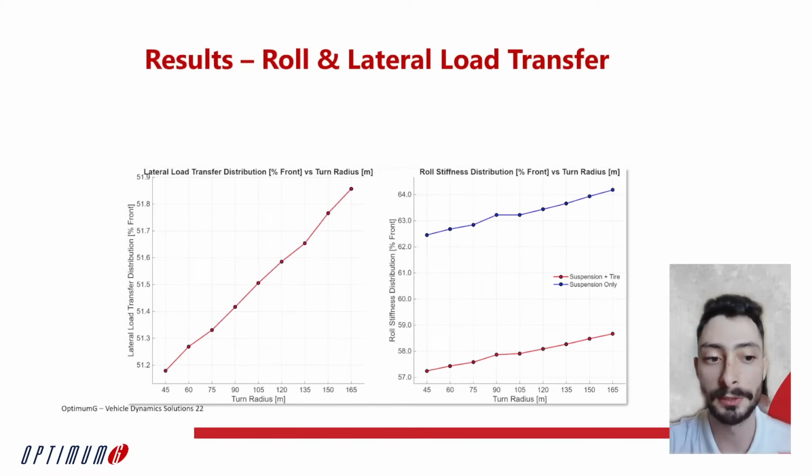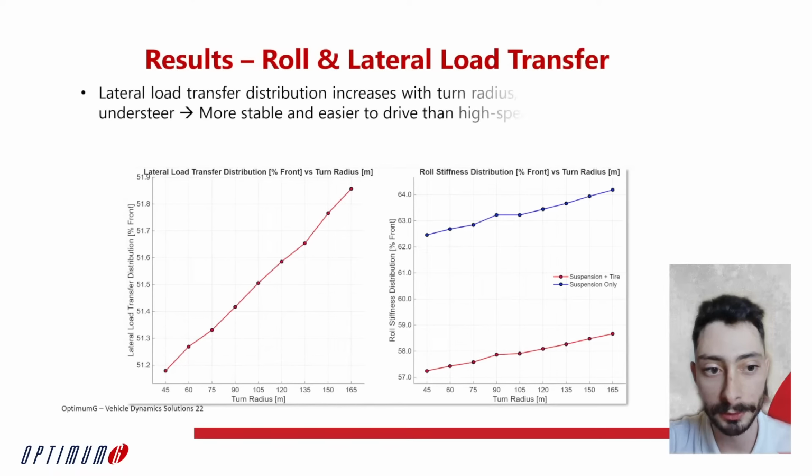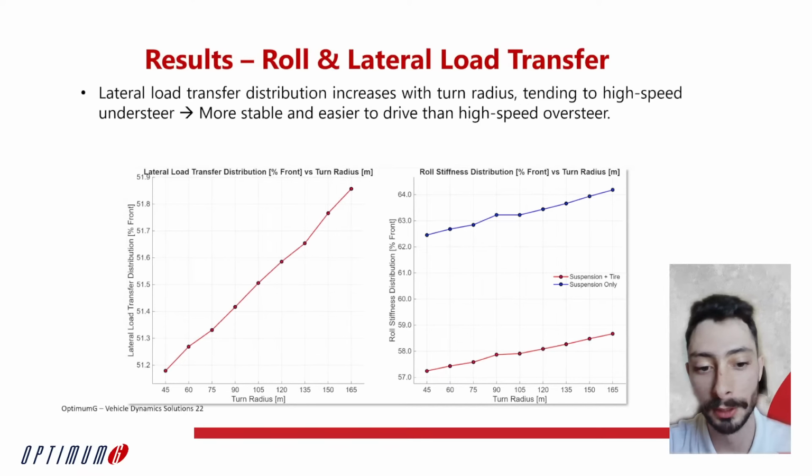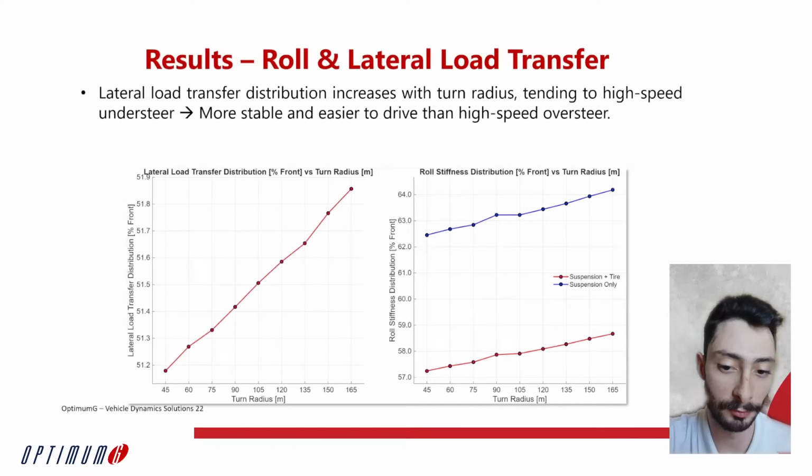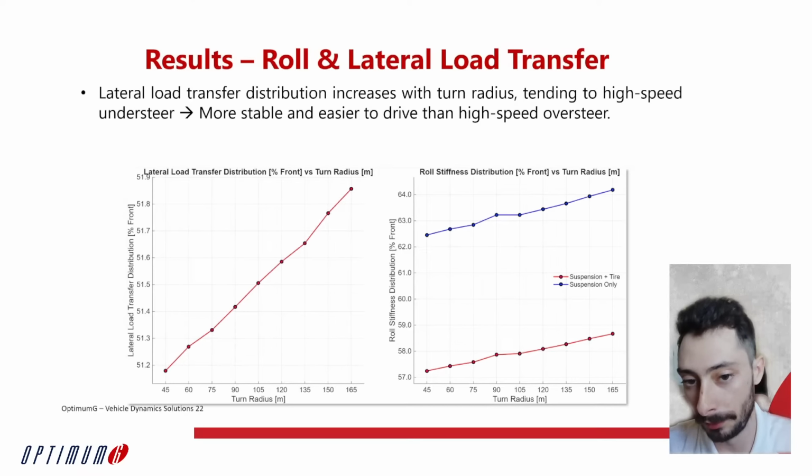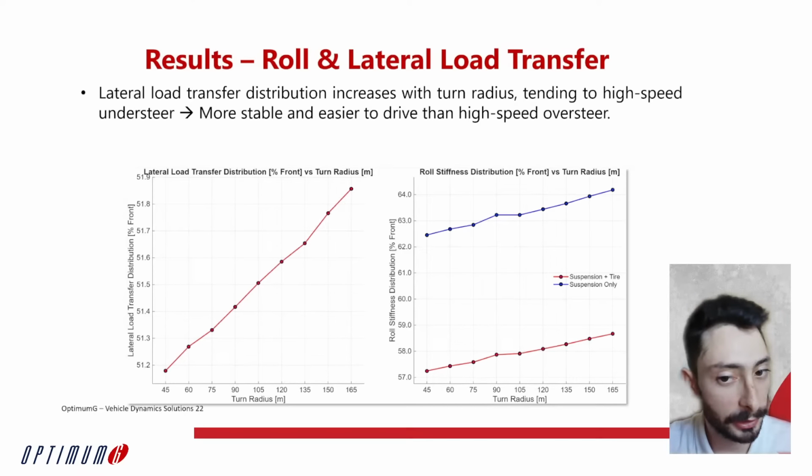So what is happening here is that we have a variable lateral load transfer distribution. As the speed of the car increases, we will have a lateral load transfer distribution which will get progressively further towards the front. With more load transfer happening on the front, we will have a behavior that tends to high-speed understeer. This is usually what we see in racing cars, because having high-speed understeer is a lot easier to drive than having high-speed oversteer. So usually this is the preferred behavior of the majority of the drivers.